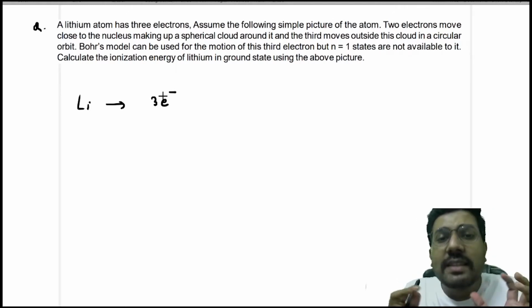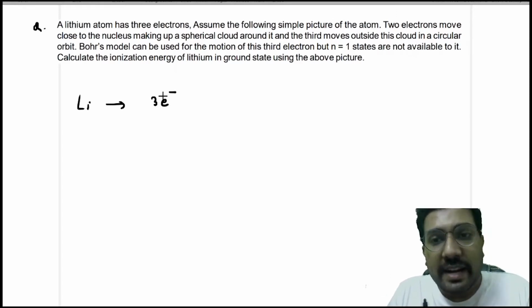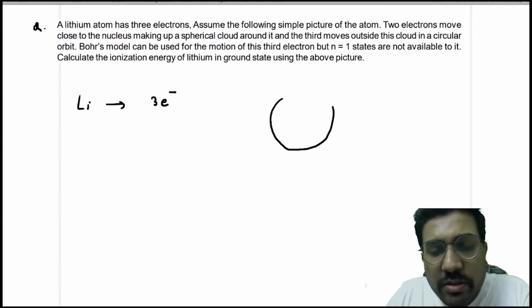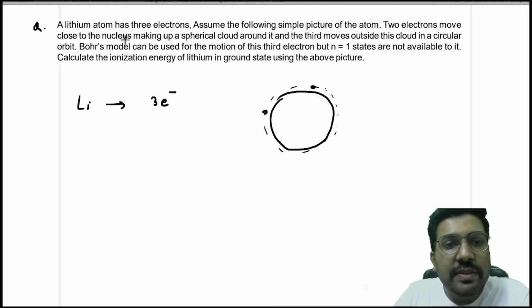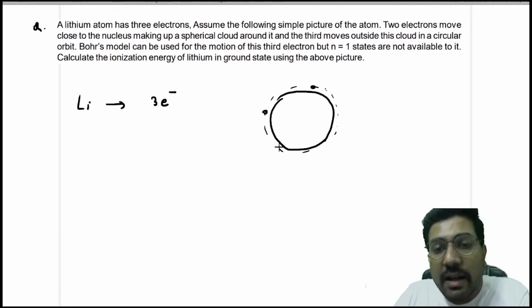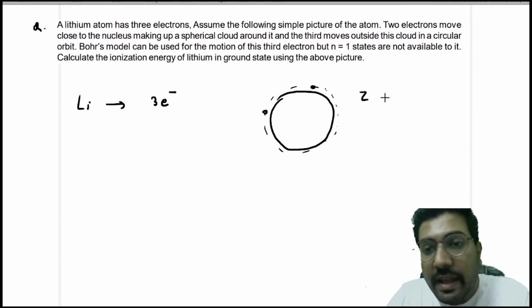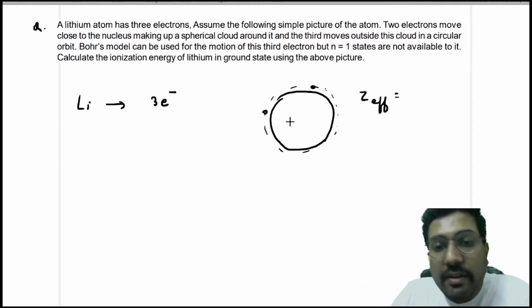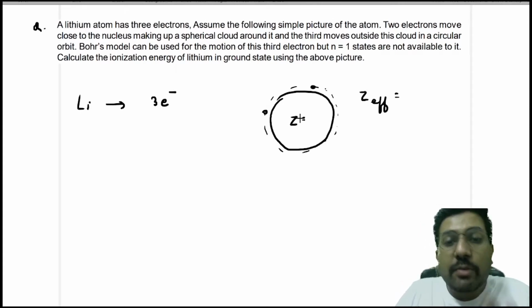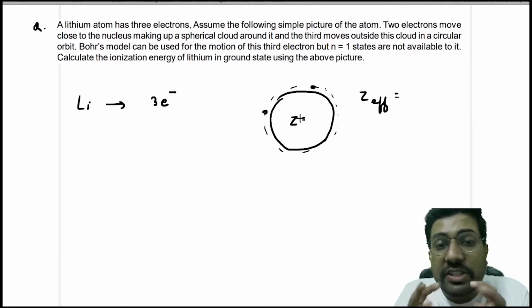Now, assuming the following simple picture of the atom, they are saying that two electrons move very close to the nucleus. Two electrons go very close to the nucleus and they make a spherical cloud around it, right? So in that case, what you have to do is find the Z effective. And the original Z means what? Proton number. Actually Z means what? The net nuclear positive charge.